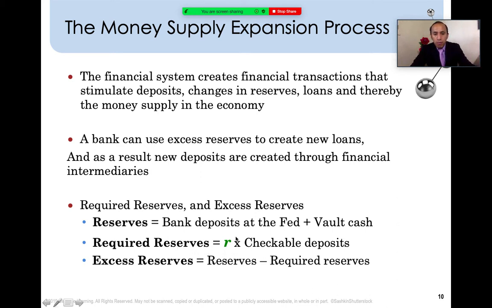We're going to call that ratio R, times the amount of checkable deposits that someone deposits at any given time. They're required to keep a certain percentage. The ratio is set by the Federal Reserve. And you'll be surprised that sometimes that ratio is very small. Whatever they have in excess, those excess reserves can be loaned out.